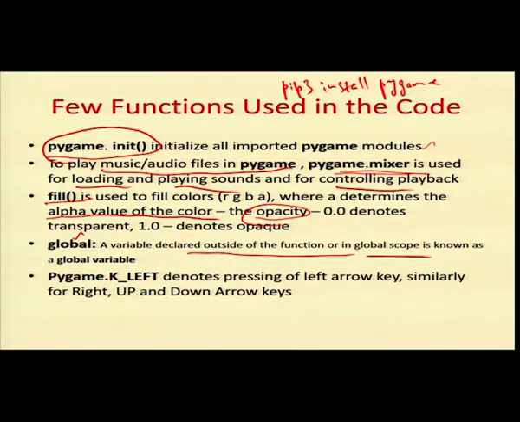Now next is an important thing, that is pygame.K_LEFT. What is this K_LEFT? This denotes pressing a left arrow key. Okay, my dear viewers, if I want to press the right arrow key, what is the command that is to be given? Correct, it is pygame.K_RIGHT. If I want to press the upper arrow key, what is the command that I need to give? pygame.K_UP. If it is to be down, pygame.K_DOWN, everything in caps.